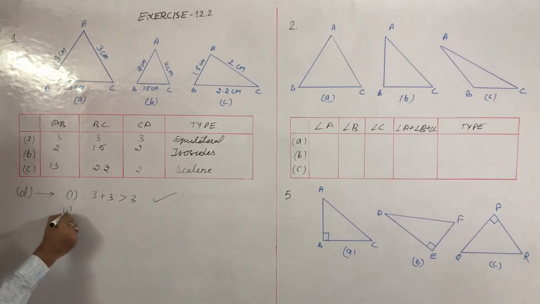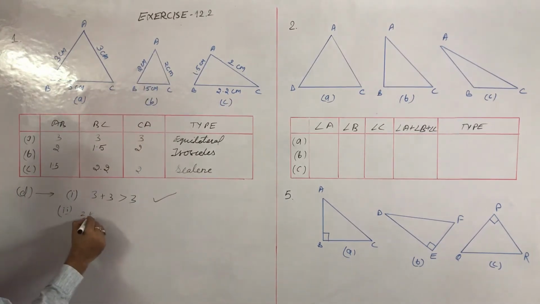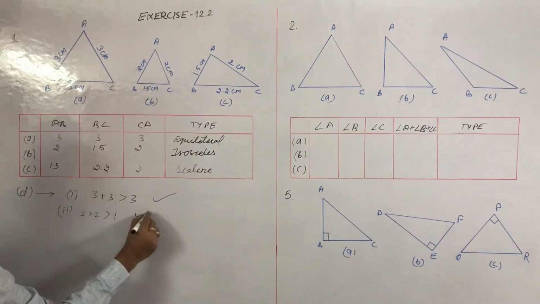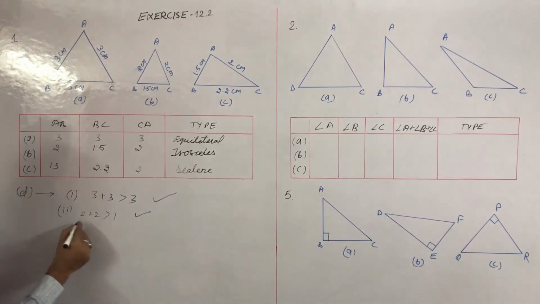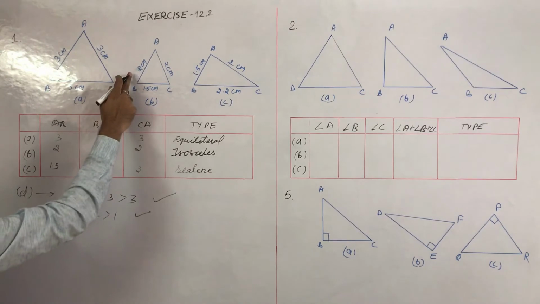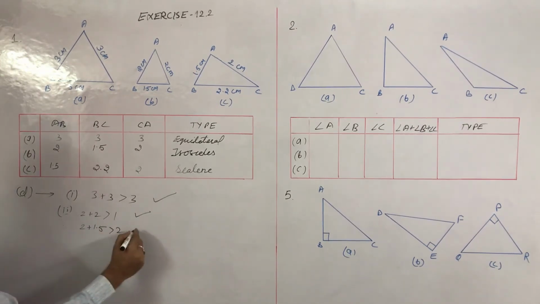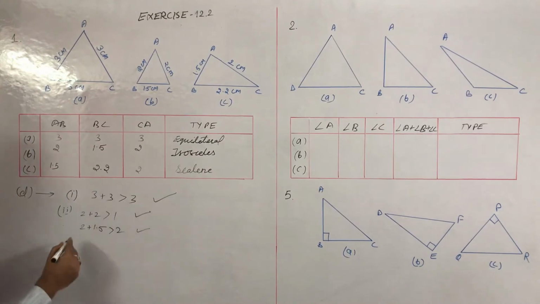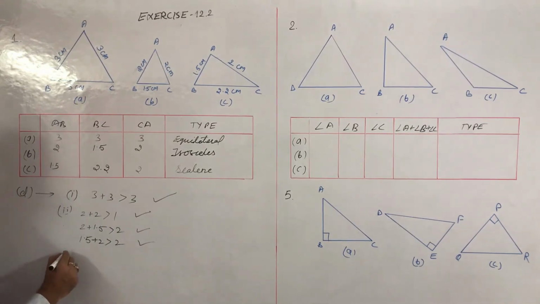In the second case, in the second triangle, these are the three sides. So 2 plus 2 is greater than 1. Yes, if we take these two sides as the first and second side, then 2 plus 1.5 again is greater than 2. The sum of two sides is greater than the third side, again valid. And if we change, again we will get the same result. 1.5 plus 2 will be greater than 2. So this is also correct.